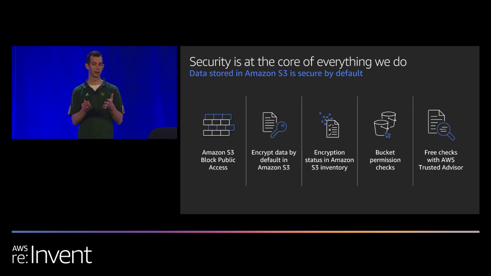In the middle, talking about encryption, we have encryption at the bucket level by default. Then we have the ability to look at the encryption status of all your objects in the inventory report. So we'll walk through an example with that later on. And then the bucket permission checks, both in Trusted Advisor and in the S3 console, are an easy way to look through all your buckets and see in a quick snapshot view, is this bucket public, is it private, and what level of access control is granted at that level.